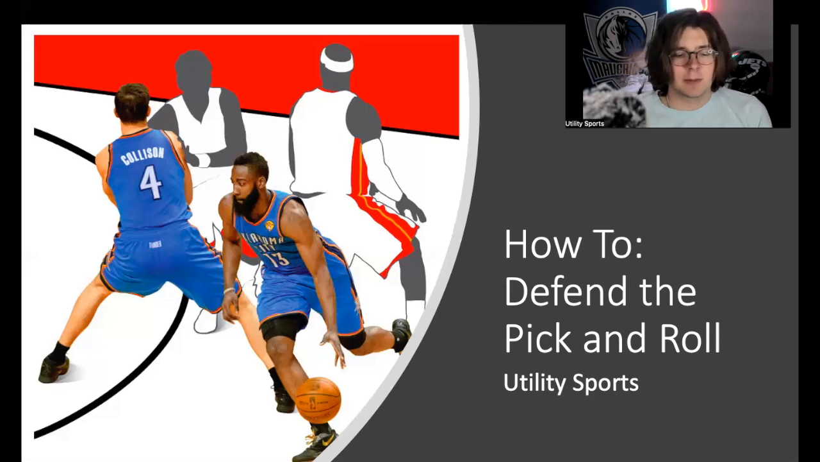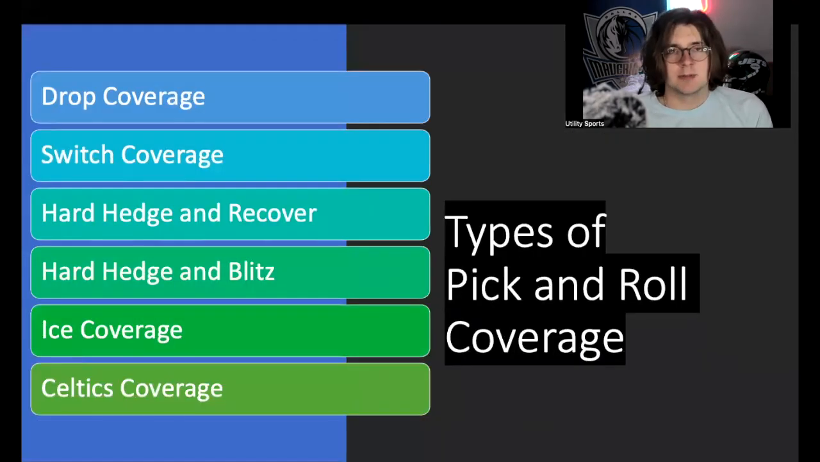So let's jump into it with the types of pick and roll coverage that we're going to talk about in this video. Drop coverage, which is probably the most standard form of coverage, especially at the NBA level. Now, it's a little bit different in high school and college, but some college programs do. Some high school programs, not as much drop coverage, but still some. Switch coverage, obviously everyone knows what switch coverage looks like, but we're going to talk about some of the pros and cons as we go through this. Hard hedge and recover, and then also the alternative, hard hedge and blitz. Both of those have some of their pros and cons as well.